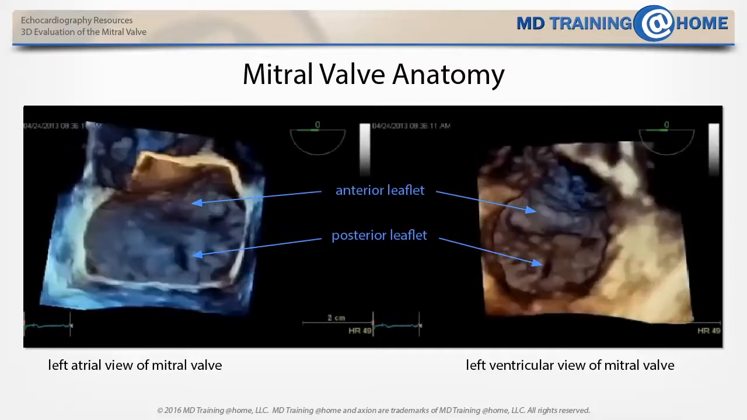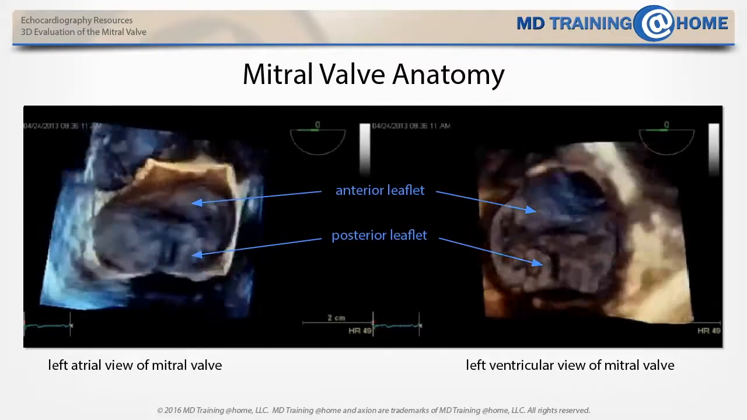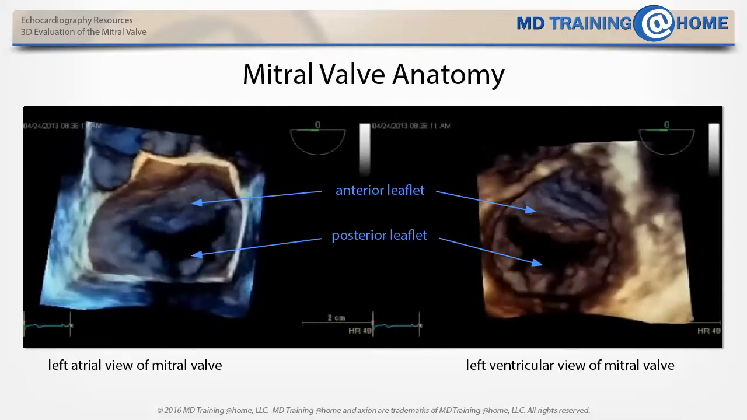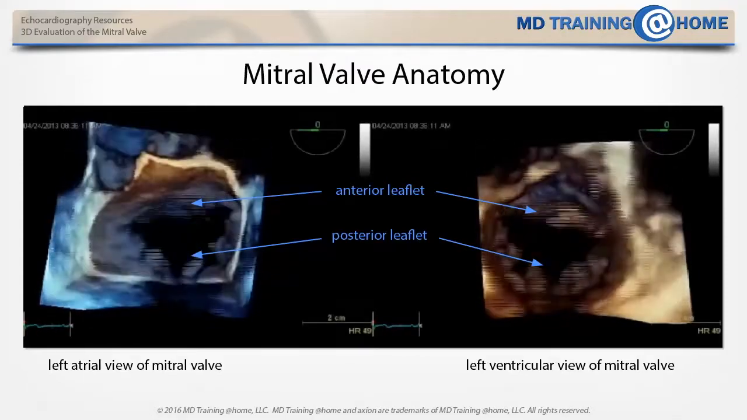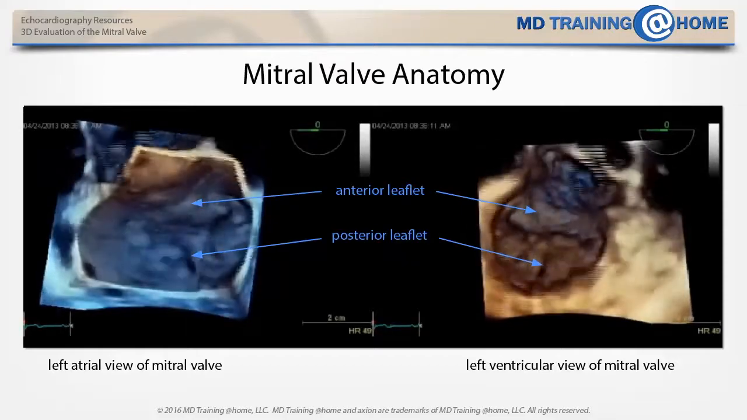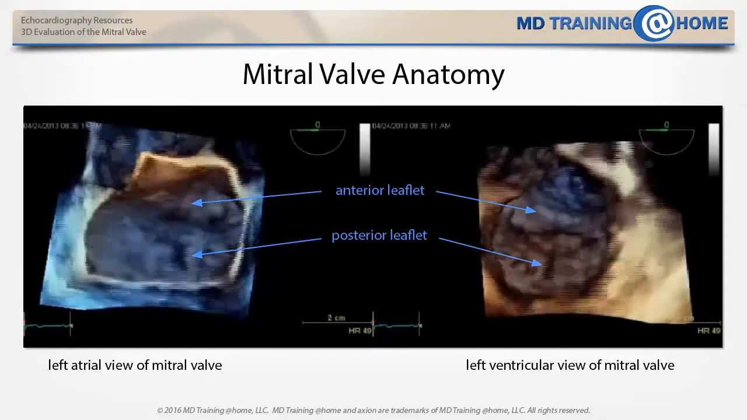The normal mitral valve has anterior and posterior leaflets. The base of these leaflets is attached to a fibromuscular ring, and the free edges of the leaflets are attached to the subvalvular apparatus. The anterior leaflet is semicircular and larger in size, but with a narrower base, and only attaches to 1/3 of the annular ring.